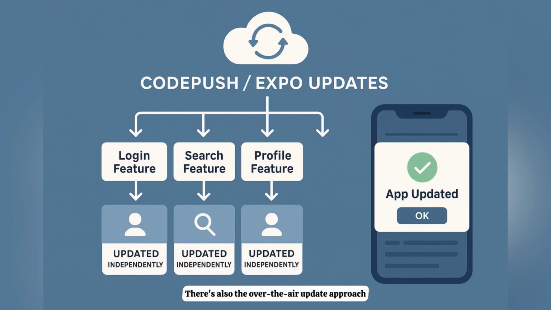There's also the over-the-air update approach. With tools like CodePush or Expo updates, individual feature bundles can be hot-patched without resubmitting to the App Store. This brings web-like flexibility to mobile and makes the microfrontend philosophy more achievable. Each team can own their slice of the app and push updates independently within boundaries.